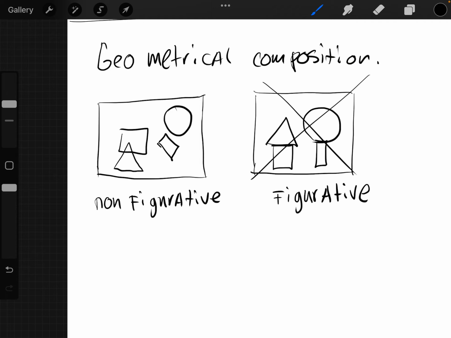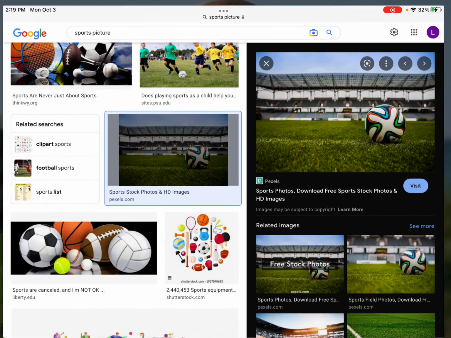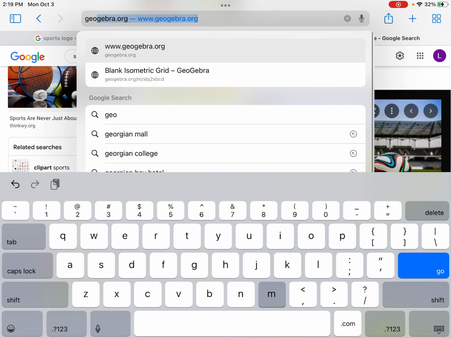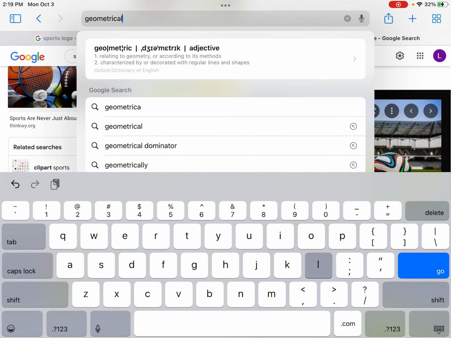So keep that in mind. When you can only see geometrical things and the whole purpose of the thing is that it's geometrical, then you're looking at geometrical art, right? There's lots of geometrical art. Here, I'll show you what is and what isn't.